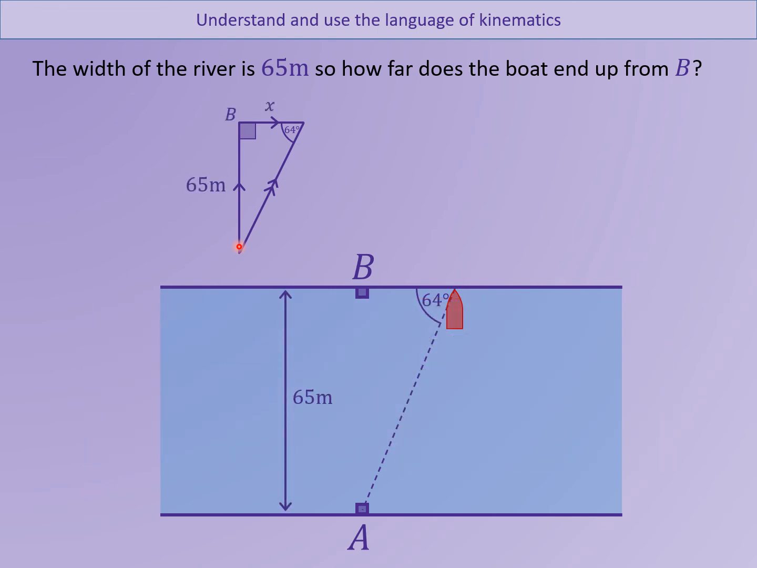So we can put 65 along this side here, and we are trying to find this length here. We now have a right angle triangle where we know one side and one angle, so again we can use trigonometry to give us that tan 64 would be 65 over x, and rearranging this to solve gives us x is 31.7 metres. So this is the distance that the boat has drifted along the river.